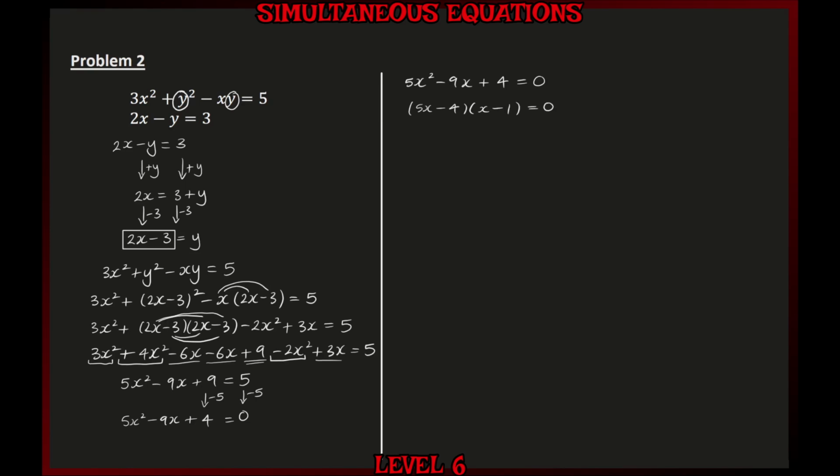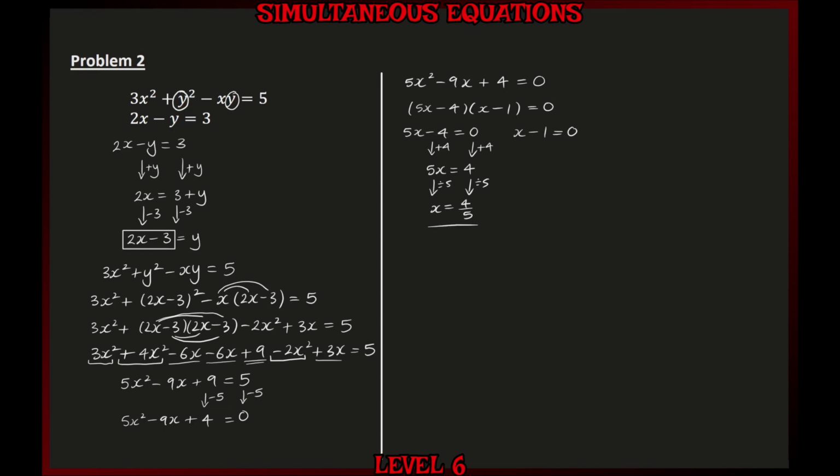Now, since we have two brackets multiplying that make 0, we know that either the first bracket must be 0 or the second bracket must be 0. And so we can now solve these independently. So starting on the left, we can remove the minus 4 by adding 4 to both sides. And this gives us 5x is equal to 4. And we can now divide both sides by 5. And so we get x is equal to 4 over 5, or 4/5.